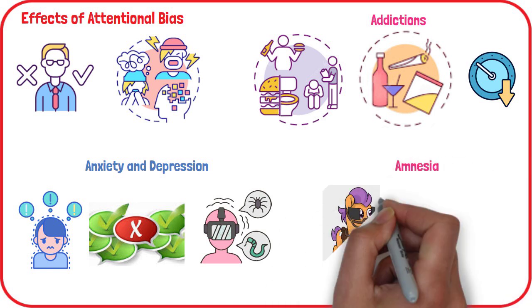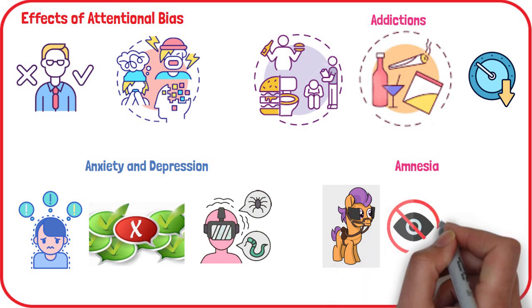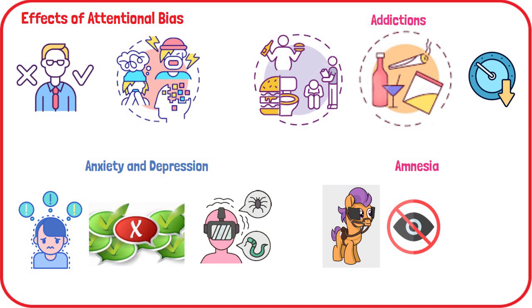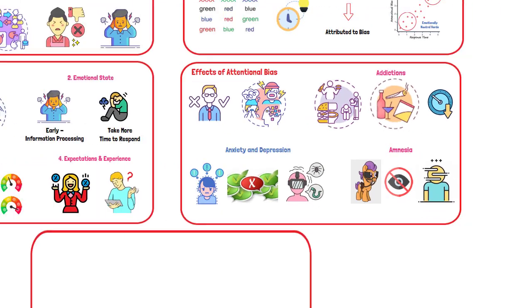Amnesia. Since people can become overly focused on a single stimulus, they might not notice other aspects of the situation. When recollecting the event, memories may be distorted, inaccurate, or incomplete.